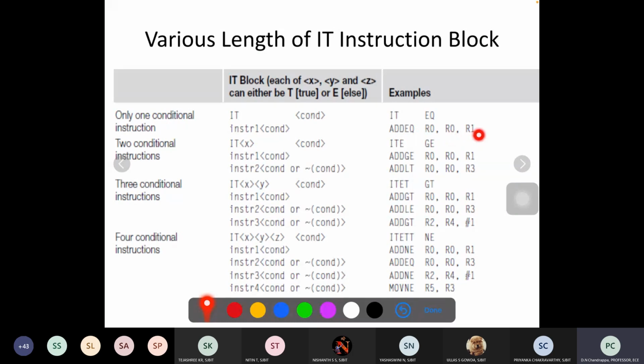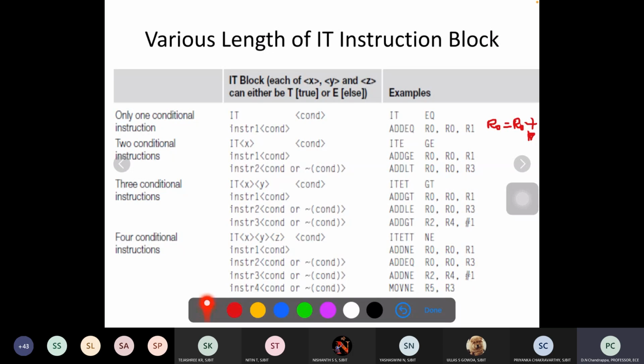What does this do? Anybody? R0 equals? Yes, good. R0 equals R0 plus R1. If you are clear with this slide, we can write any conditions or else statements, no problem. That is what I'll take on this slide.